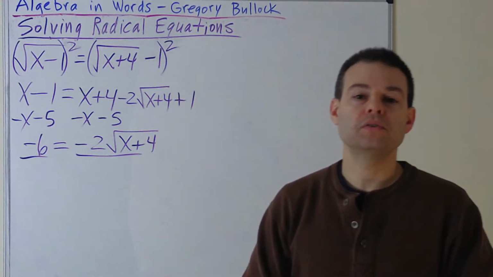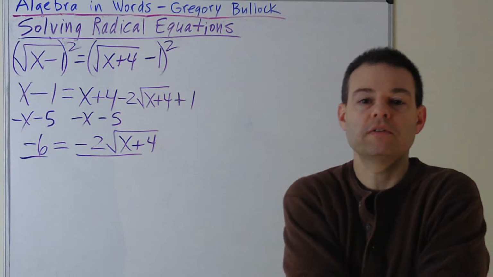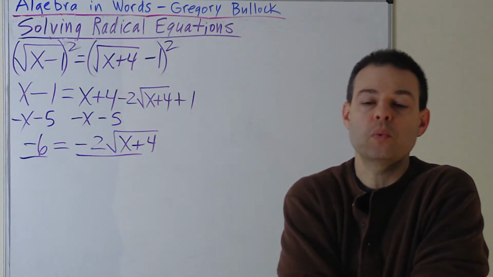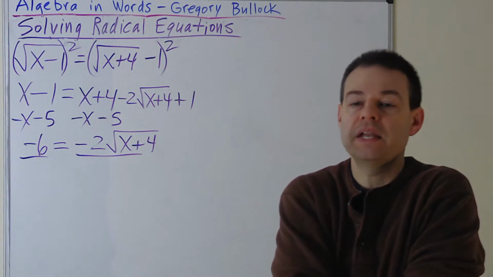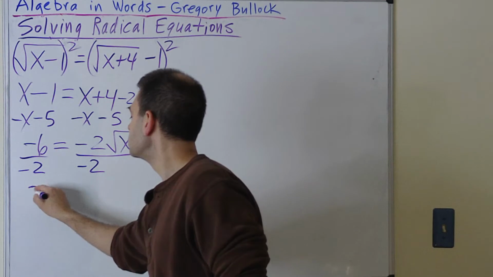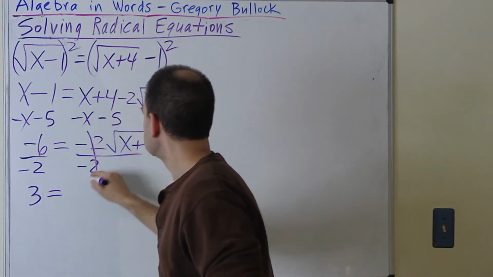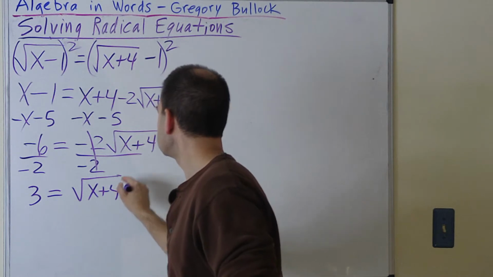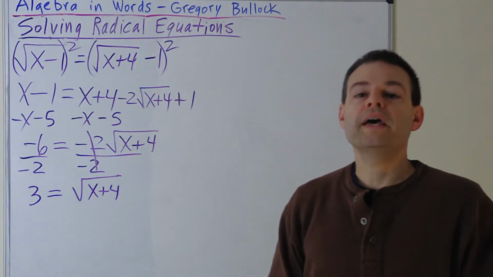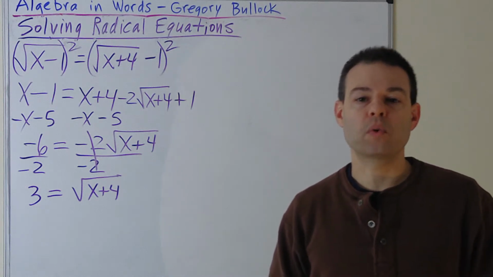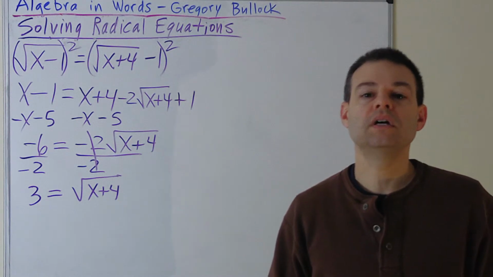Now we're going to divide both sides by the coefficient in front of the radical, because that's going to ultimately isolate the radical, which is what we want. So divide both sides by negative 2. Okay, and now we finally isolated the radical, and since it's the square root, we're going to square both sides to get rid of the radical.